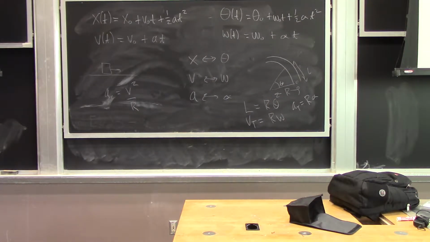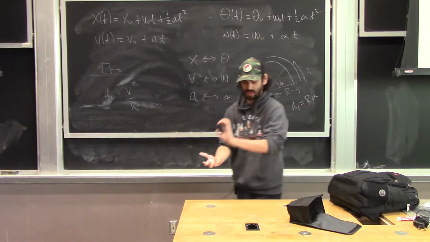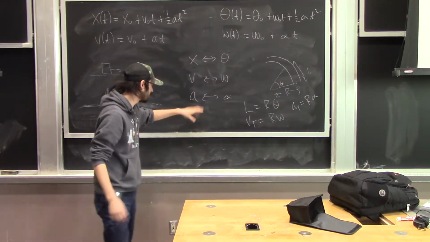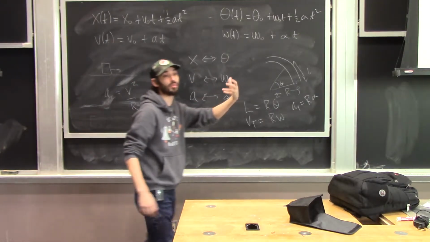Is tangential velocity the same as linear velocity? It's the same as linear velocity that's tangent to the circle. To explain that a little bit more, the tangential velocity dimensionally is like a linear velocity. It's meters per second.